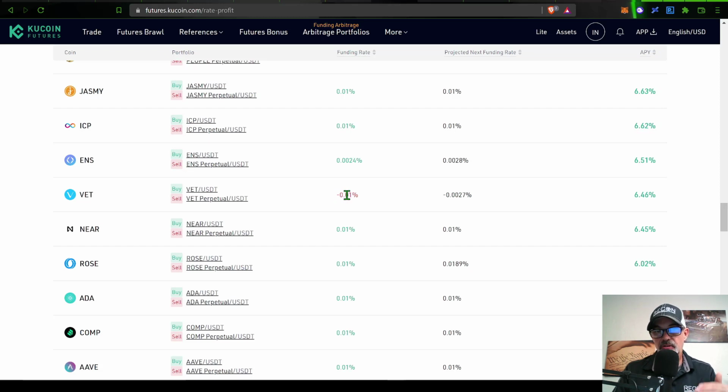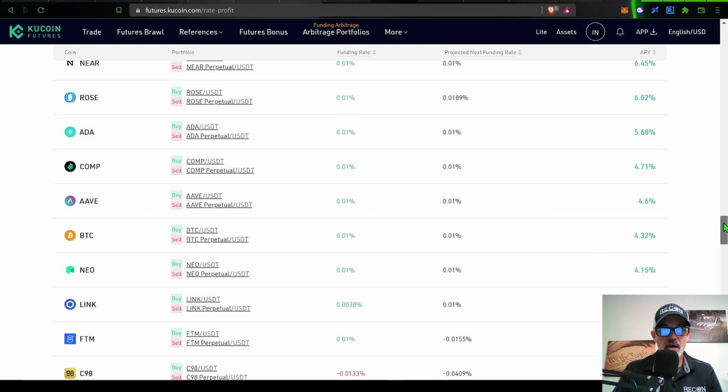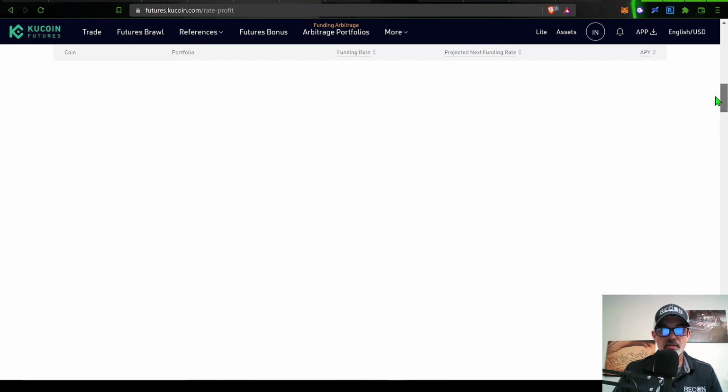So in this case, the shorts are actually paying the longs the funding rate. So VET may not be a candidate for this particular arbitrage. Now, as I continue to scroll down, you can see ADA is at that 0.01, Bitcoin's at that 0.01. And so again, it just comes down to what you're looking to accomplish with this particular strategy.